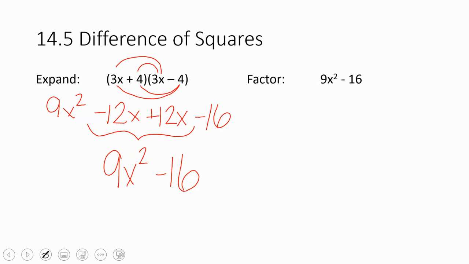So when the factors are the same, but with that positive and negative, that makes those middle terms go to 0, or cancel each other. And you're just left with the first term squared and the second term squared with a minus sign, right? Because if that minus sign wasn't there, then the middle terms wouldn't cancel out.